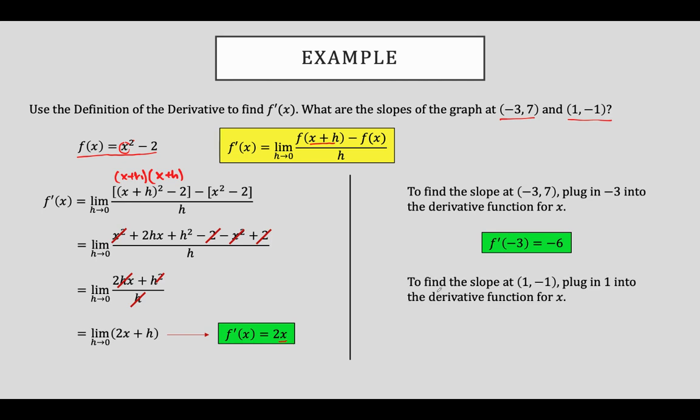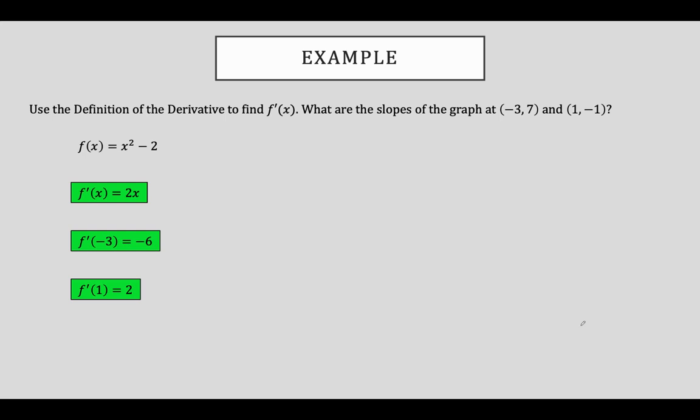Similarly, to find the slope at the point 1 comma negative 1, we plug in 1 into the derivative function for x. Evaluating f prime of 1, we get out 2. This means that the slope of the tangent line at this point is equal to 2. Let's see if we can't verify that with the graph. So here was our original function. This was the derivative function that we found.